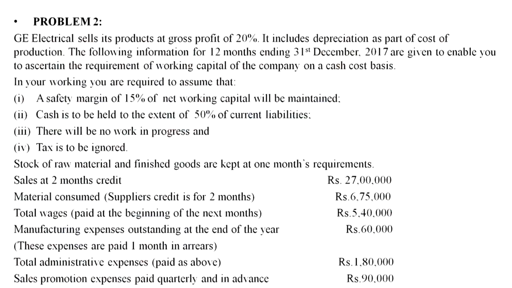And further it is given, in your working you are required to assume that a safety margin of 15% of the net working capital will be maintained. A safety margin of 15% of the net working capital will be maintained. Cash is to be held to the extent of 50% of the current liabilities.